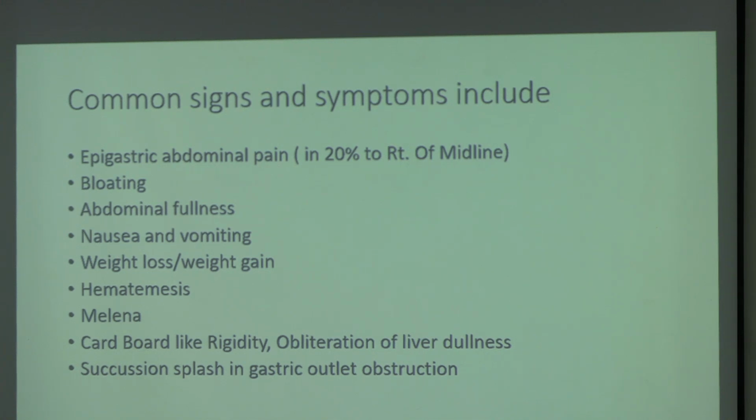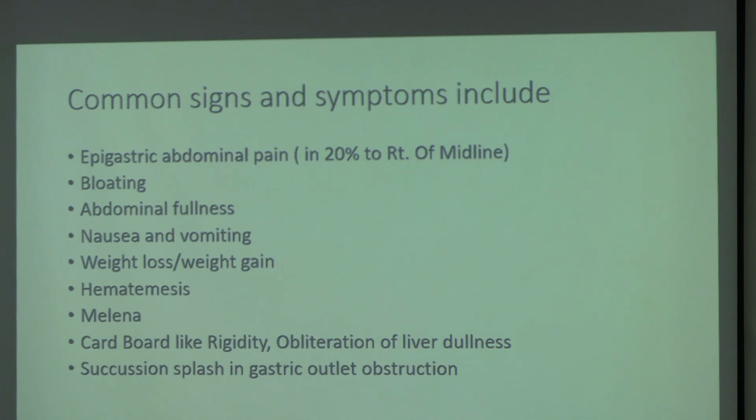Pain on the right side of the abdomen in our state, probably the commonest cause is cholecystitis, inflammation of the gallbladder. There may be stones in the gallbladder, cholelithiasis. So we differentiate whether it is because of the peptic ulcer or because of cholecystitis. The patient may have bloating sensations, abdominal fullness, nausea, vomiting. There may be weight loss or weight gain.